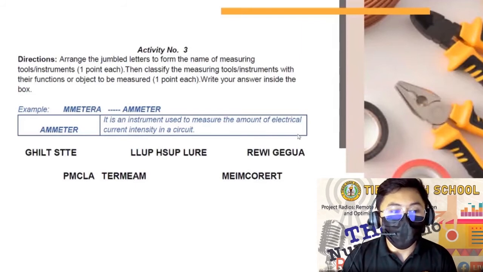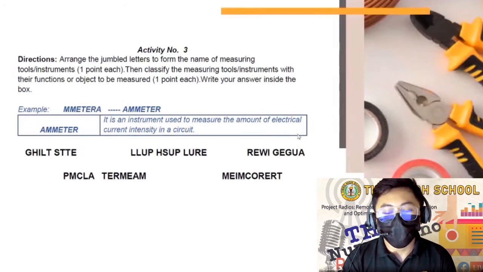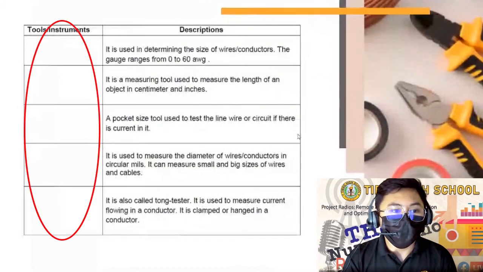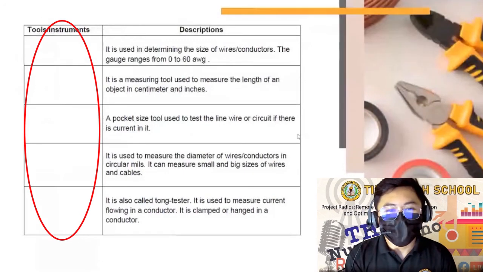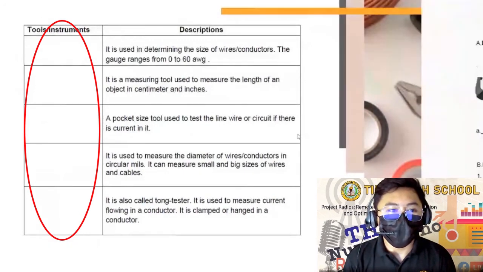So, ganun yung gagawin mo dito sa 5 naka-jumbled letters na ito. Ayan. Dito mo ilalagay yung mga sagot. Proceed tayo sa activity number 4.